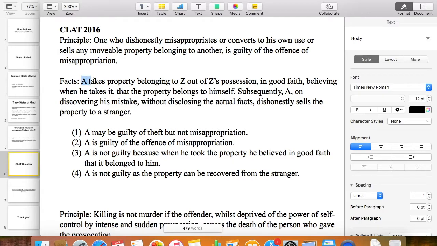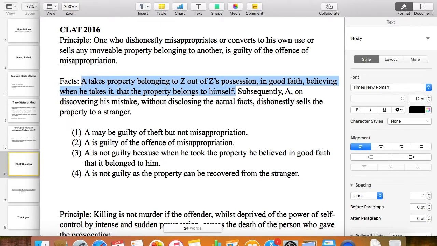So A takes property belonging to Z out of Z's possession in good faith, believing when he takes it that the property belongs to himself, right? Subsequently, A, on discovering his mistake without disclosing the actual facts, dishonestly sells the property to a stranger. Okay, now let's see here.